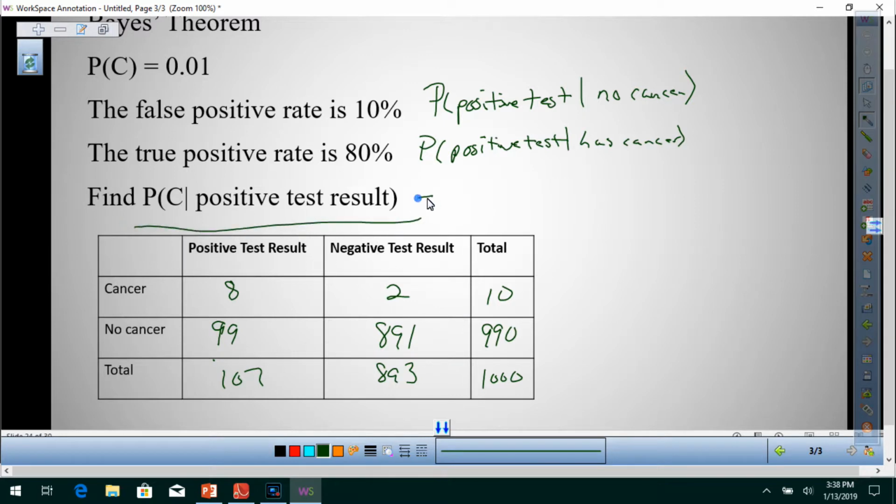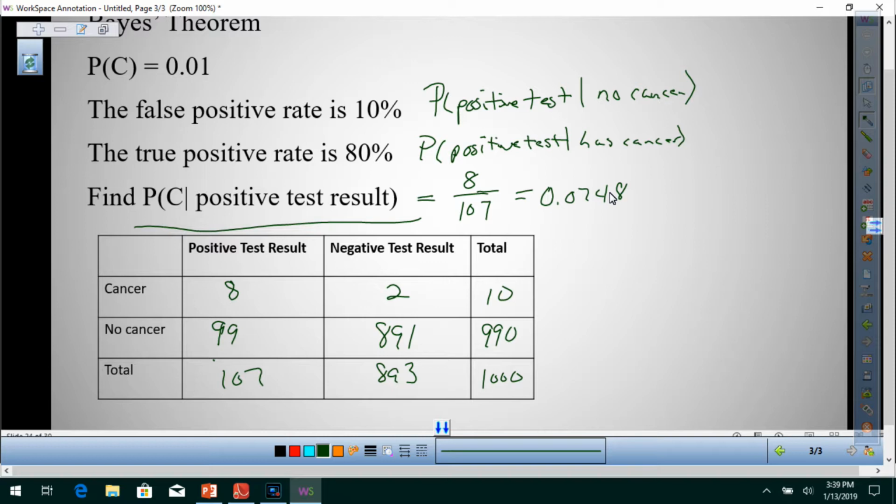Now we can use this to find cancer much easier. The probability of having cancer, that's going to be 8, over a positive test result, that's going to be 107. And that works out to about 0.0748. So the probability of having cancer given a positive test result is only 7%, which is kind of good news if you get one of those reports.